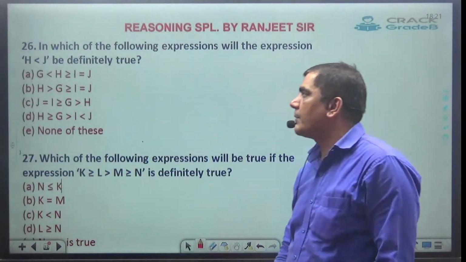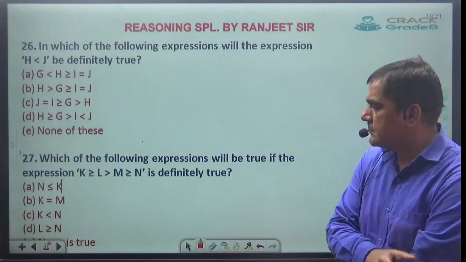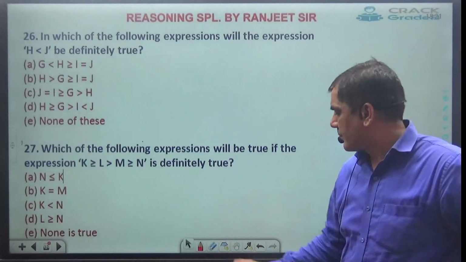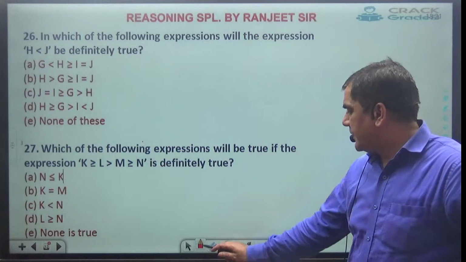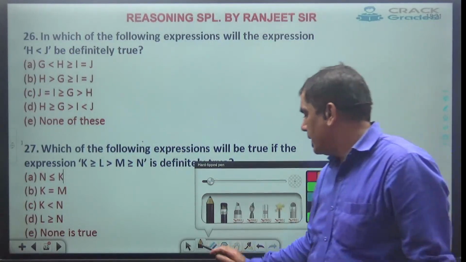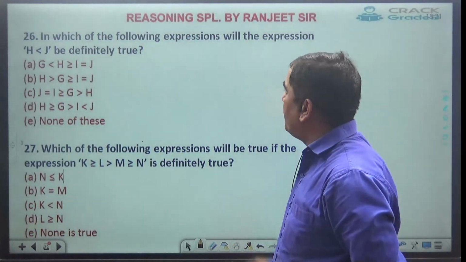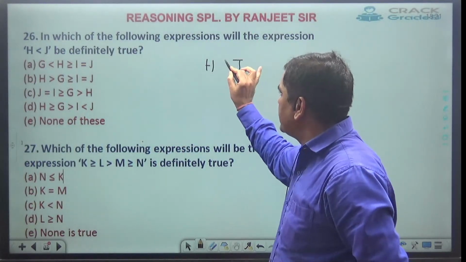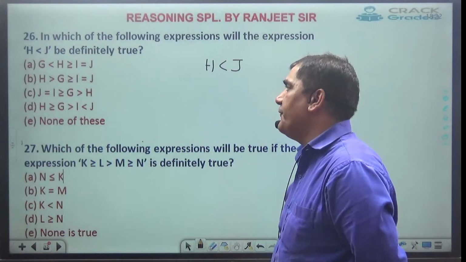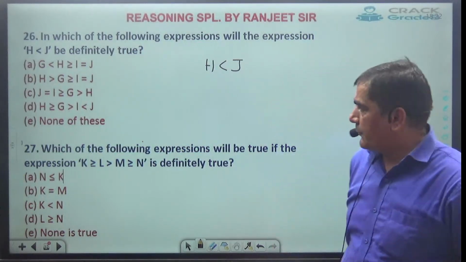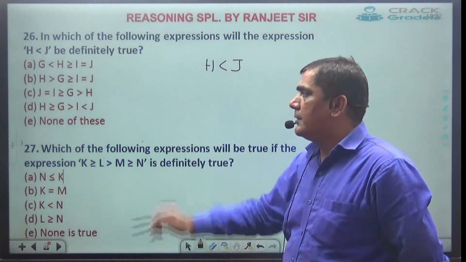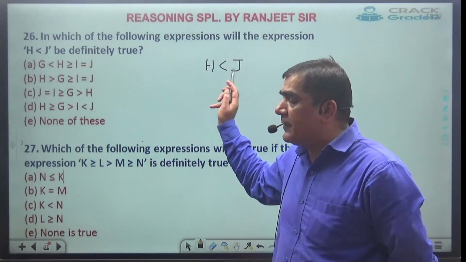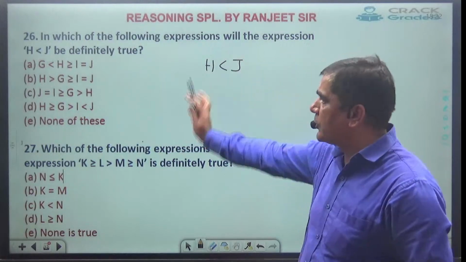Easy one. Sometimes you will get a question like this also in the exam. Here what they are saying: in which of the following expressions will the expression H and J, face should be towards J, be definitely true? You have to find out of these 4 options, 5 options, in which option this should be definitely true. Means H and J, face should be towards J.